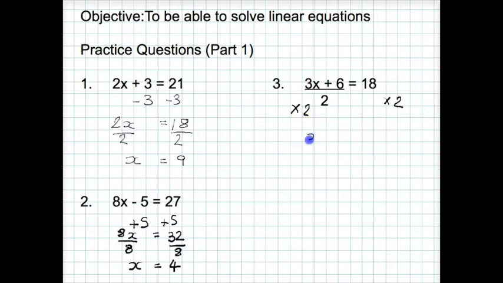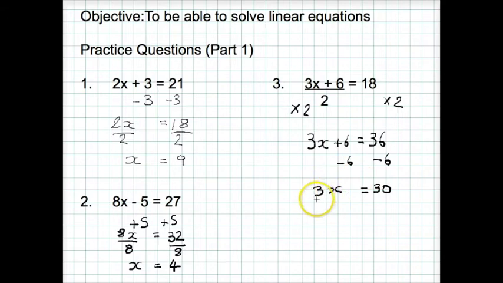That leaves us with 3x plus 6. 2 times 18 is 36. First step done. Now we're just in the position of what we were here. Exactly the same procedure. So now take the 6 away. Whatever I do to one side, I must do to the other side as well. So I'm left now with just 3x on this side. And I'm left with 30 on this side.